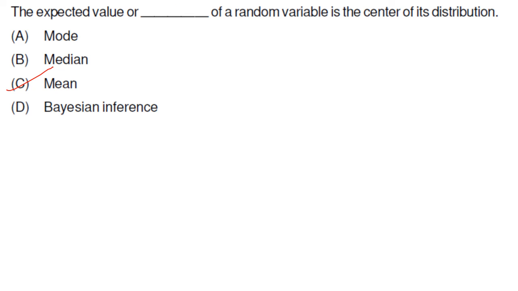Then next one. The expected value or dash of a random variable is the center of its distribution. Mean. The expected value or mean of a random variable is the center of its distribution. So it is mean.